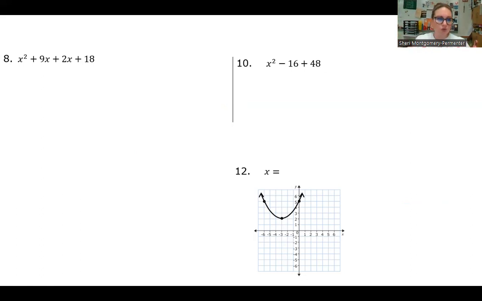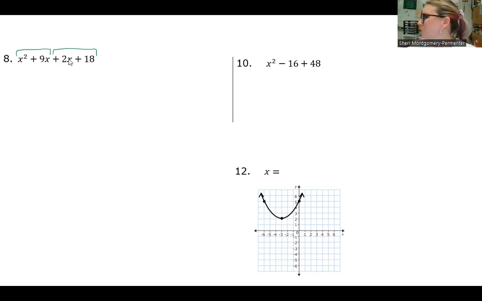So I'm going to make 2 groups. I'll have this first group and then this second group. Factor by grouping, the goal is to end up with 2 parentheses that are identical. If you don't, you did something wrong. So our goal is to end up with 2 parentheses that are identical. And what we're going to do in each one of these groups is we're just going to factor out a GCF.